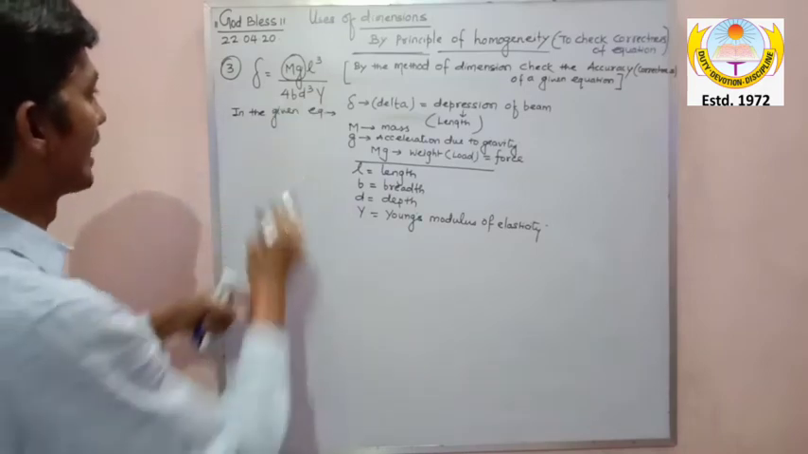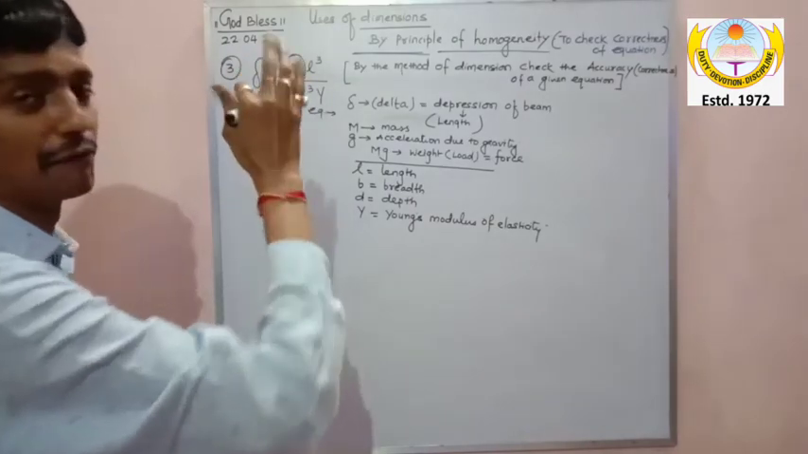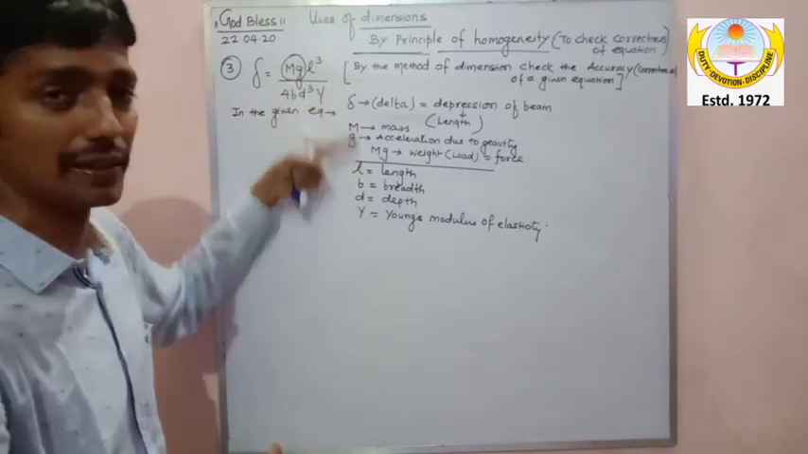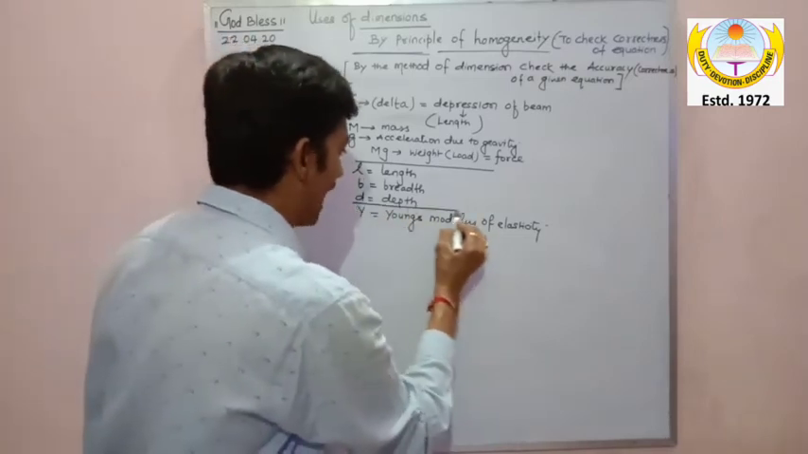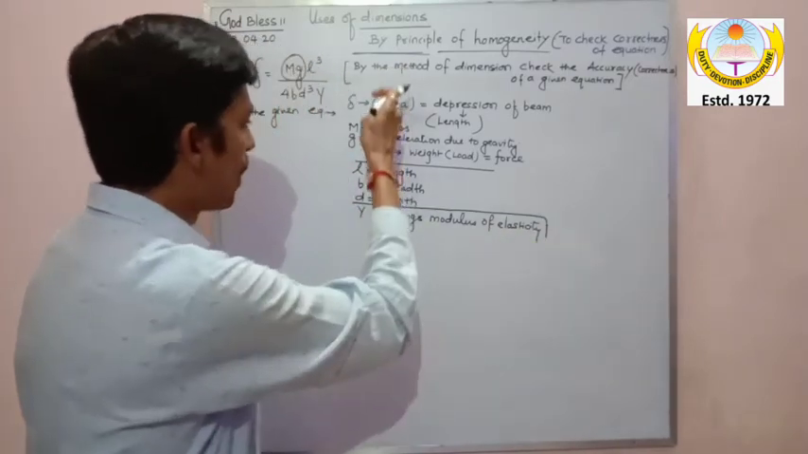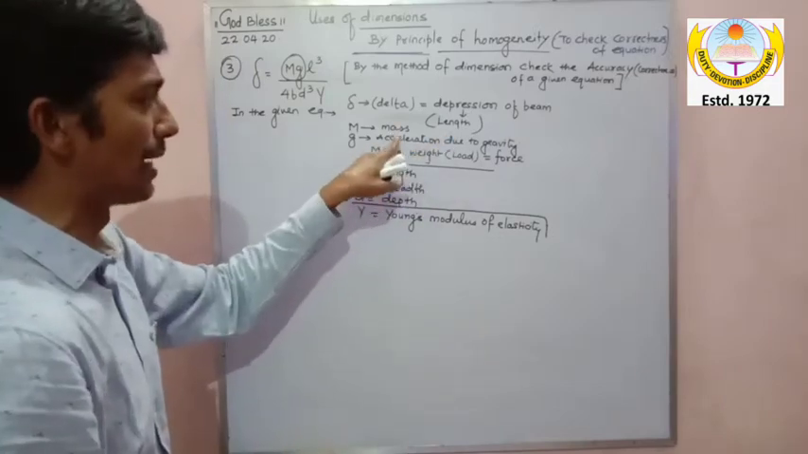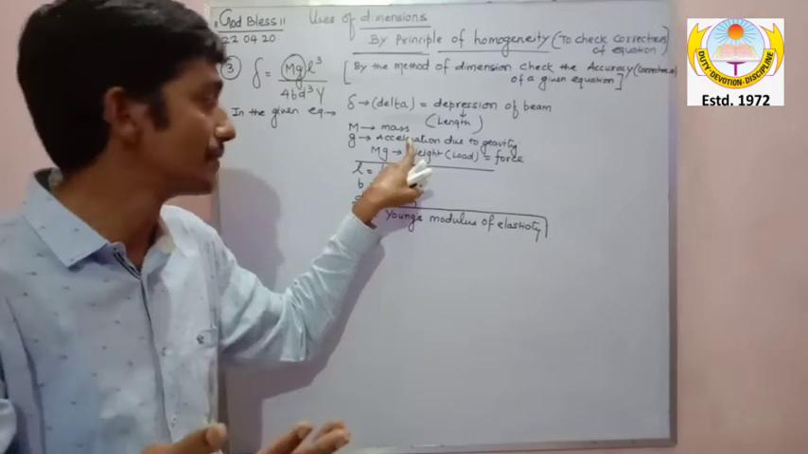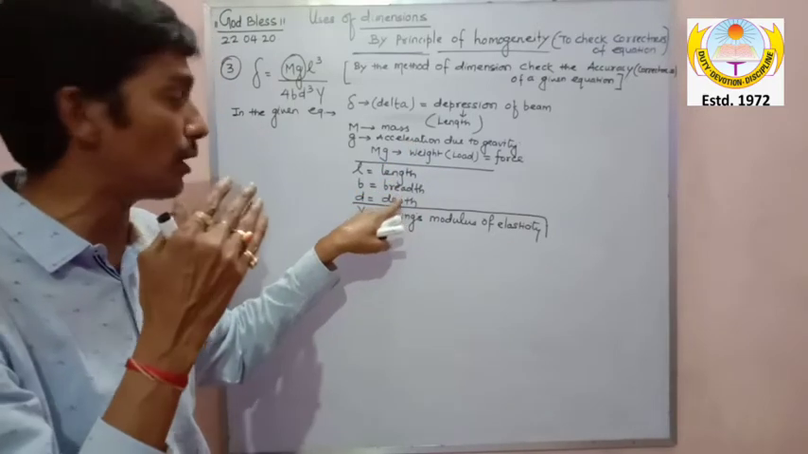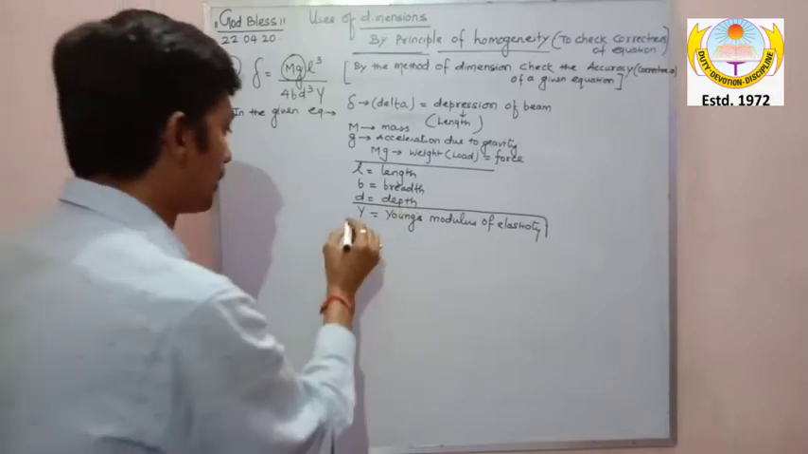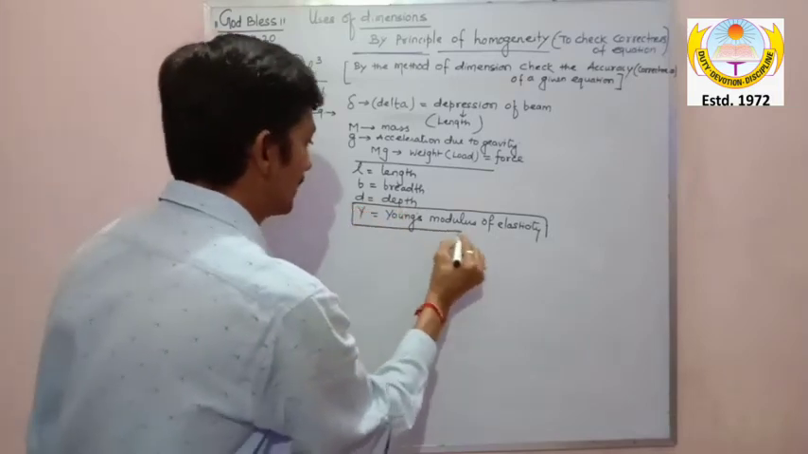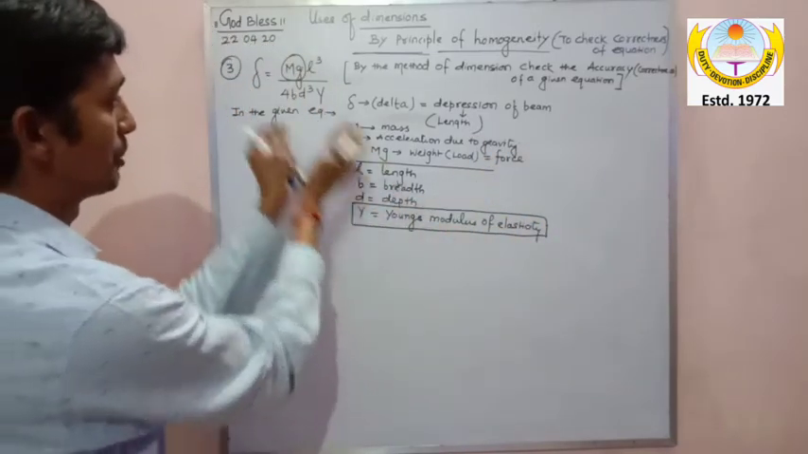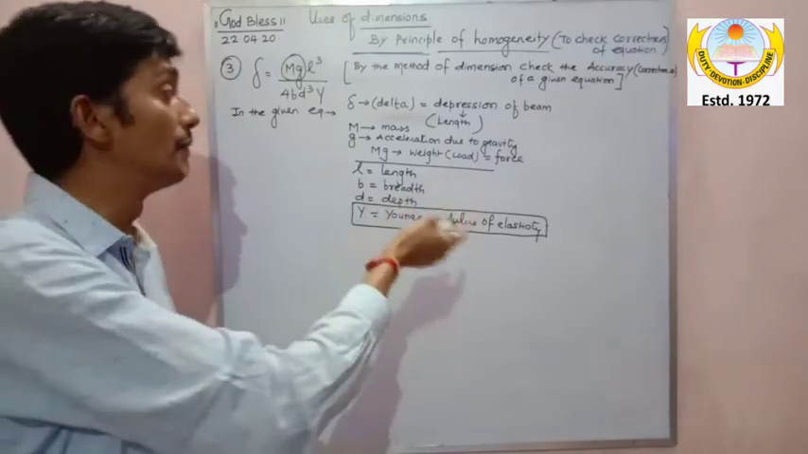So these are the given physical quantities in the equation. I think I know all the dimensions: length, mass, acceleration due to gravity, which has the dimension of acceleration, and length, breadth, and depth. The only problem is we don't remember the dimension of Young's modulus of elasticity. That we will do in rough and substitute here.